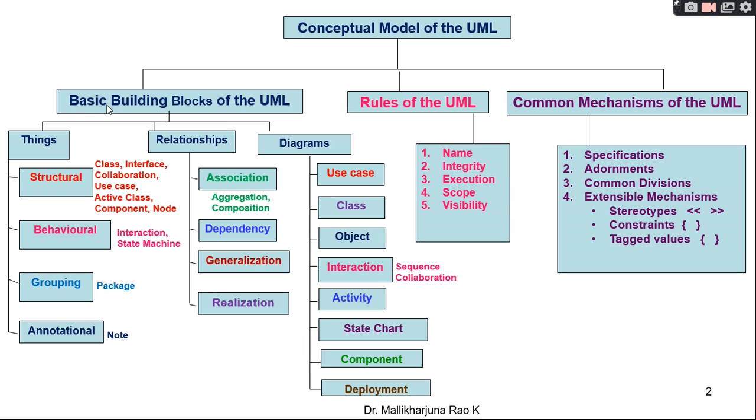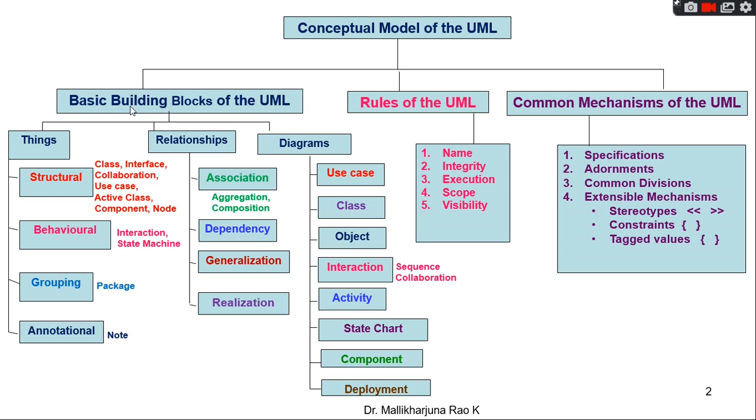That comes to the first element, basic building blocks of the UML, which is further divided into three sub-elements called things, relationships, and diagrams. These are the pillars of the UML. Basic building blocks of the UML are the pillars of the UML. These will play a vital role in the design of any kind of software application.